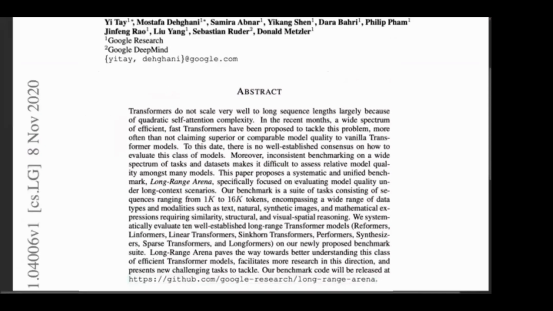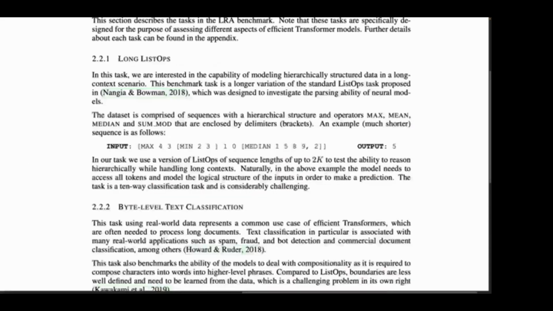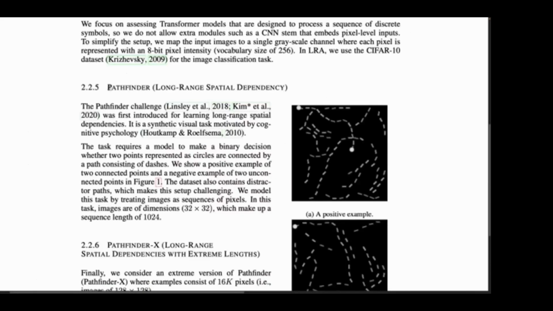Given the proliferation of efficient alternatives to transformers that were emerging at the time, this work proposed a benchmark specifically focused on evaluating model quality under long context scenarios. There were tasks like long list ops, where the model is given an input consisting of a long list of nested operators and needs to calculate an answer, and fun tasks like Pathfinder, where the model gets a flattened image that looks like this and needs to determine whether the two circles can be joined.